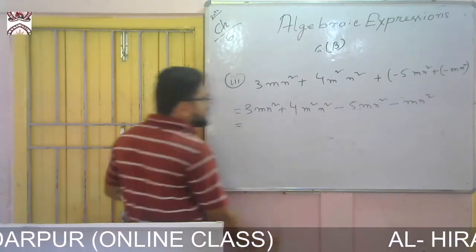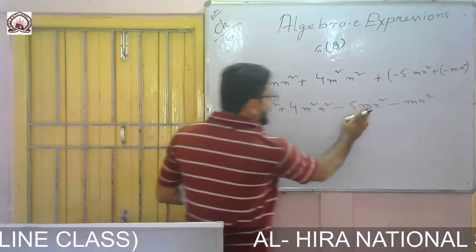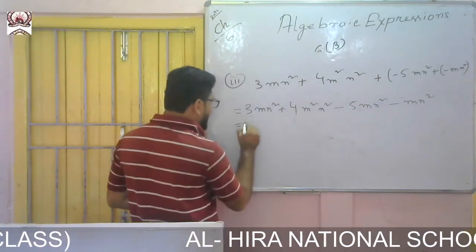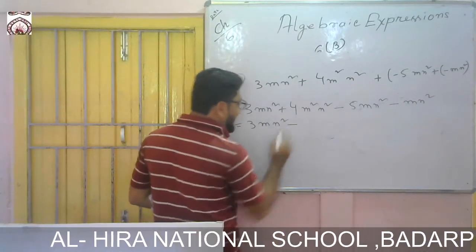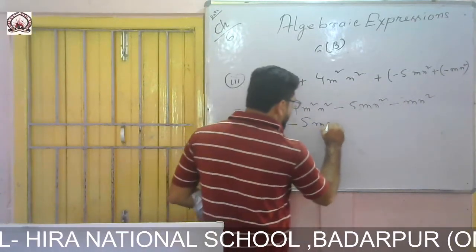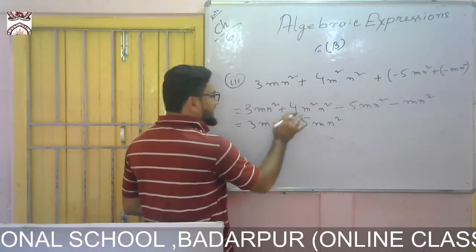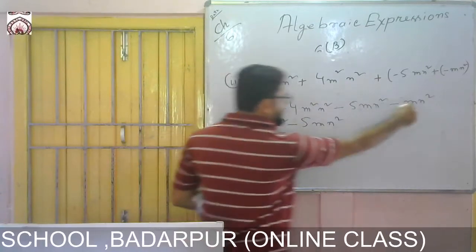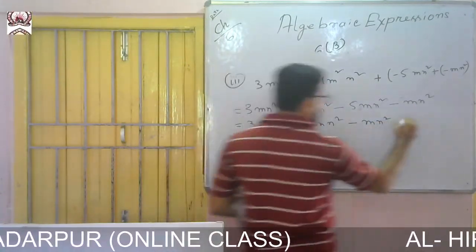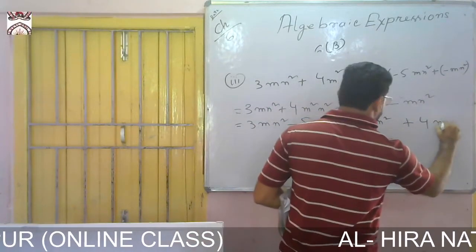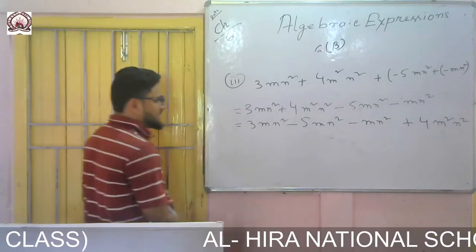Now you subtract or add the like terms. mn square. So you take this one like this, 3mn square. Then you take this like term here, so that you can subtract easily, mn square. This term and this term are not like terms because they are not the same. So this one also, mn square. And you take this one at last, 4m square n square, because this is not like terms.